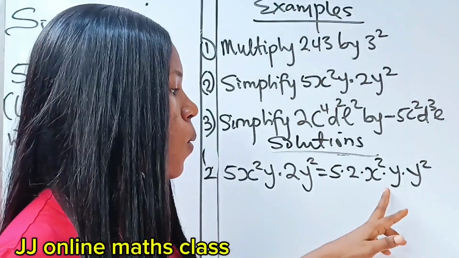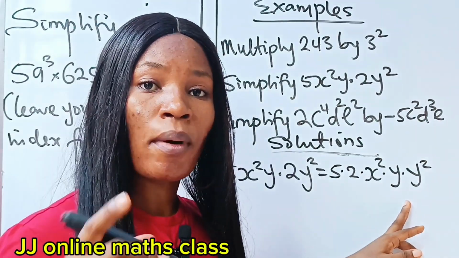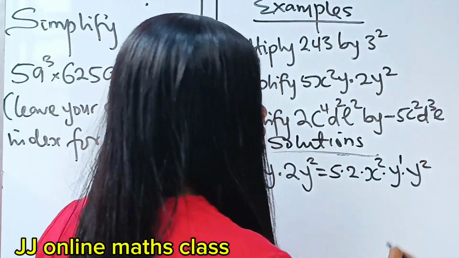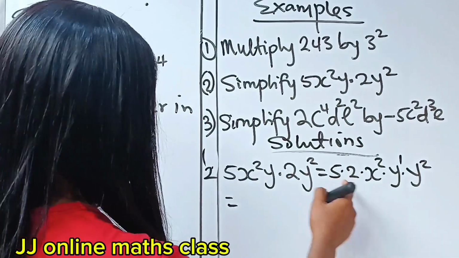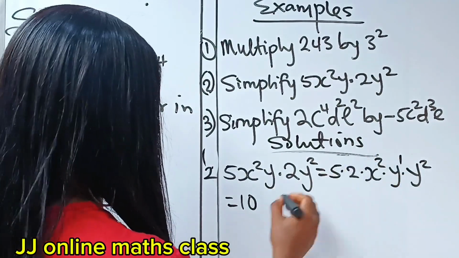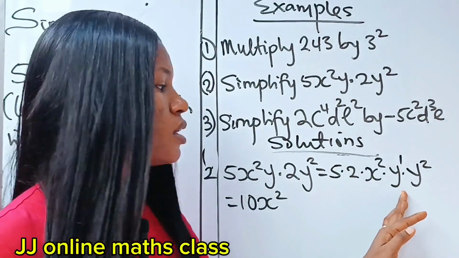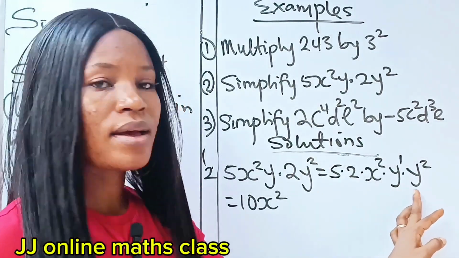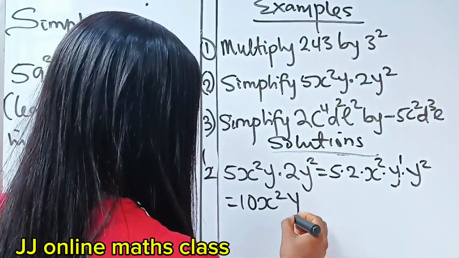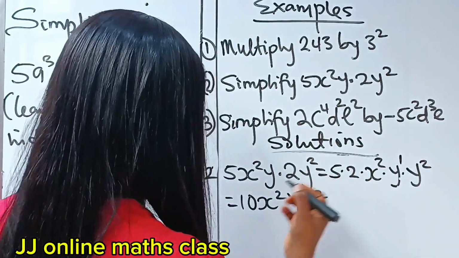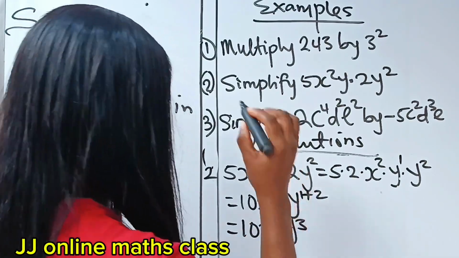Now anytime you see y or x without any exponent, it means that the exponent or the power is 1, right? So y is the same thing as y to the power of 1. So we now solve. 5 times 2 will give us 10. Then we have x squared. So we are going to apply the multiplication rule here. We have y and y, the same base, and they are multiplying. So we are going to pick one y and we are going to add the powers, 1 plus 2. So finally the solution to this will be 10x squared y to the power of 3.